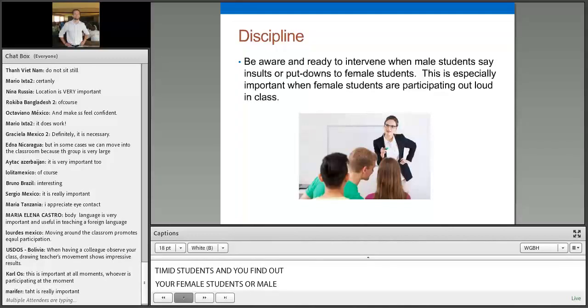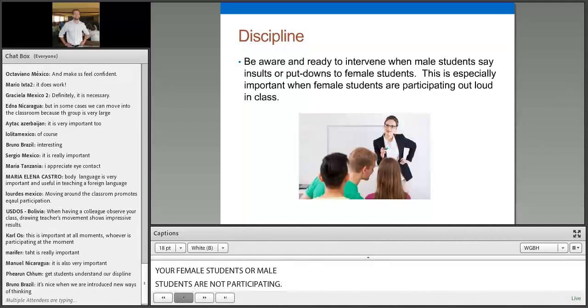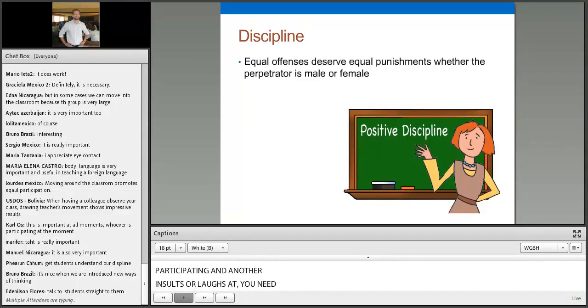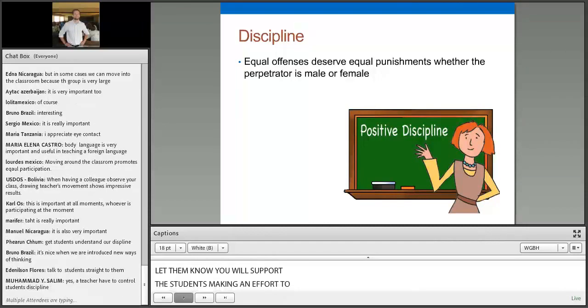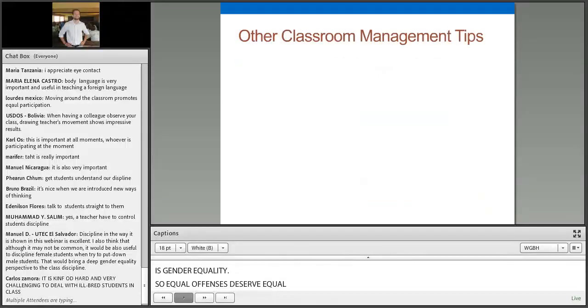And as we talked about, this can be prevented by creating a class policy for respecting students. But even if you make that policy, if you have students participating and another comes in and insults or laughs at them, you need to be quick to intervene and discipline and let them know that you're going to support the students who are making an effort to participate in class. But remember that the objective here is gender equality. So equal offenses deserve equal punishments, whether the perpetrator is male or female.